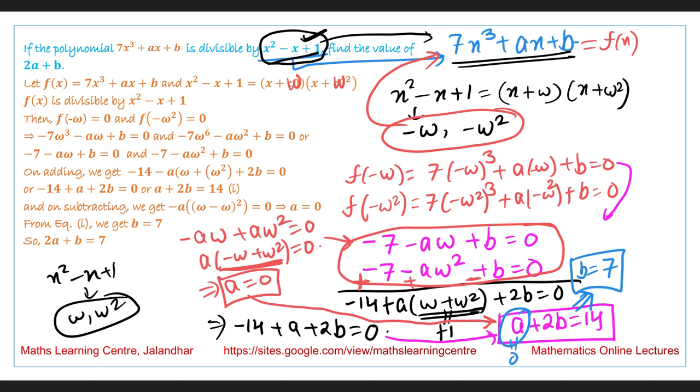Now we need to find the value of the term 2a plus b. The value of a we have calculated is equal to 0. The value of b we have calculated is 7. So the value of 2a plus b we obtain is equal to 7. So this is the final answer that we obtain in this case.